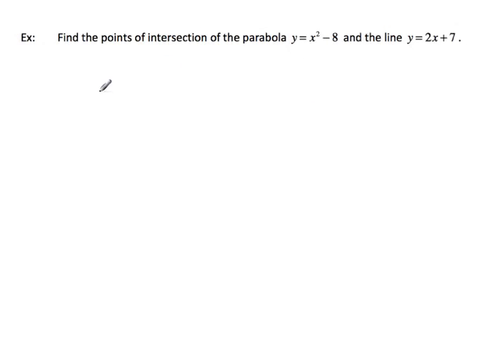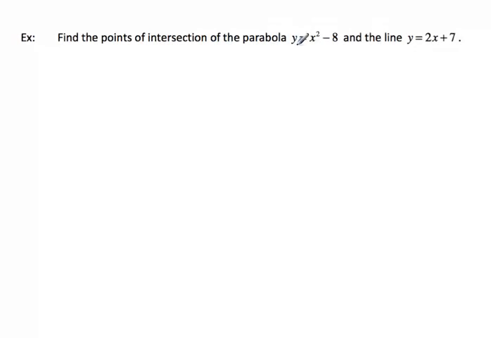Here's an example of a kind of question that we can get. Find the points of intersection of this parabola and this line. Now recall that to find the point of intersection of two functions, we set them equal to each other. So I take x squared minus 8 and set it equal to 2x plus 7. And that's because for them to intersect, at that point, the x and the y values have to be identical.